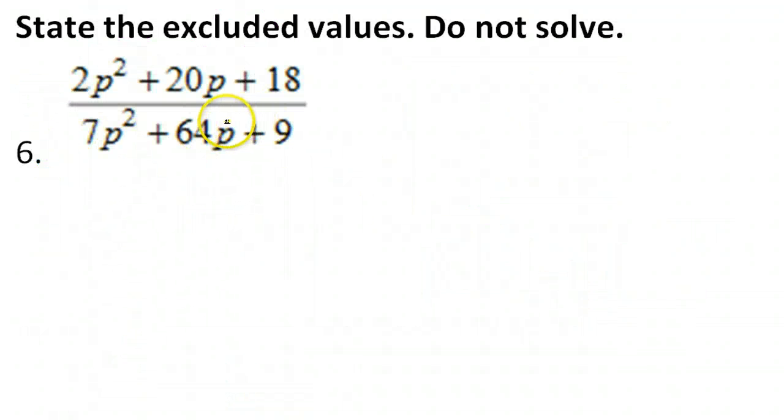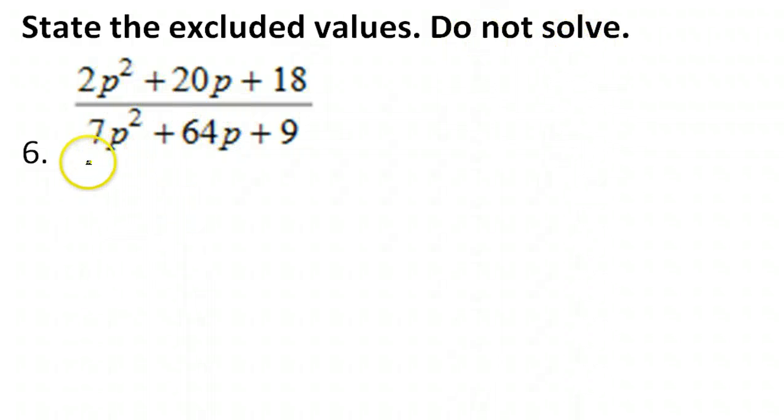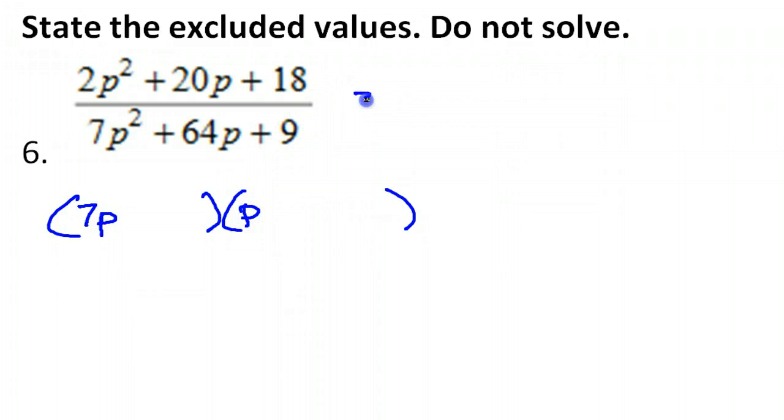On this one, we are just stating the excluded values. We are not going to actually solve it. For that reason, we are going to focus our efforts on the denominator, because that's where the excluded values will come from. So let's go ahead and try to factor the denominator. Now 7p squared can only factor as 7p times p. 9 is either going to be 3 times 3 or 1 times 9. Let's start with 3 times 3 and see how far that gets us.